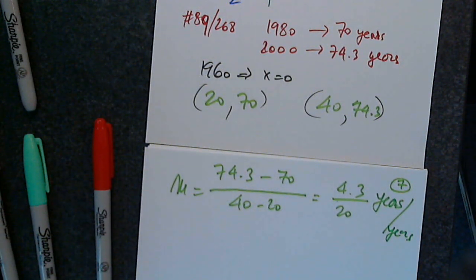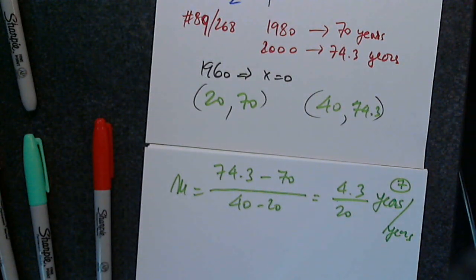It means that the life expectancy increases each year according to the model by 4.3 divided by 20, which is tiny. It's a few months, right? Or even that, not even that, but it increases. At least it's a positive trend. Good. So we determine the slope.